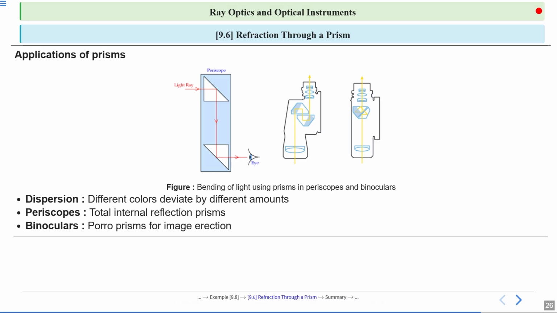Okay, so the image formed by the lenses in the binoculars is inverted. To make the image erect, porro prisms are used, also to deviate the light through 180 degrees, as shown in the middle diagram. Porro prisms are used in binoculars.